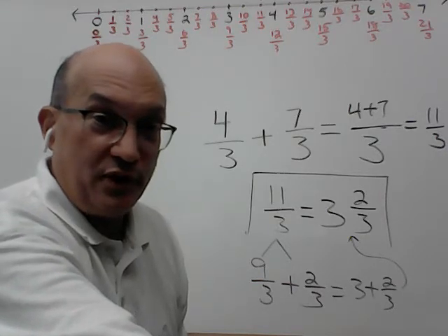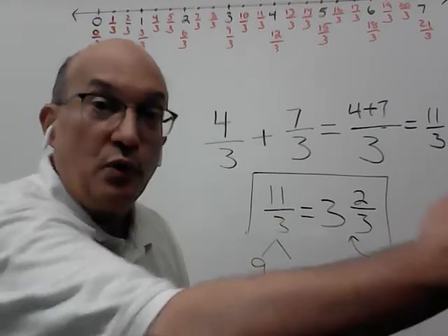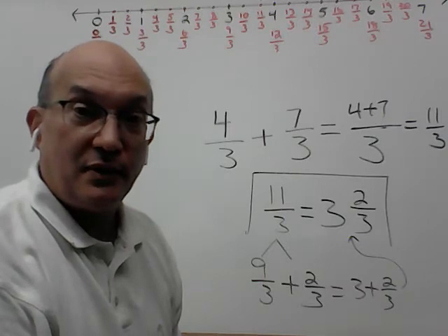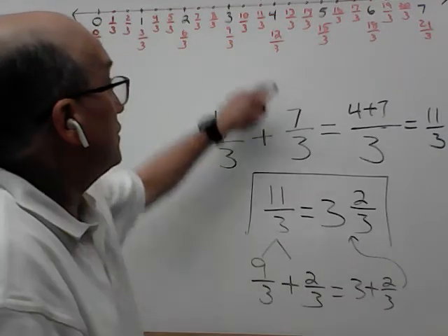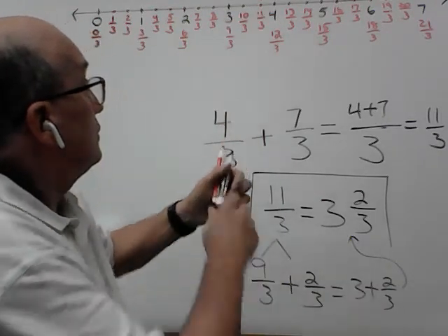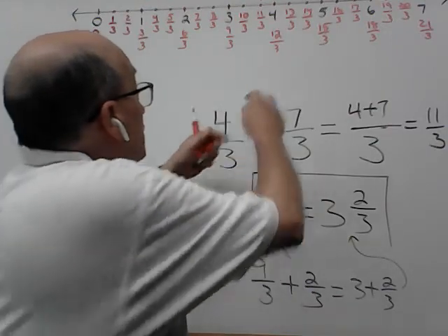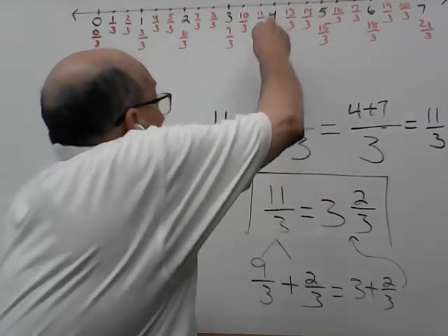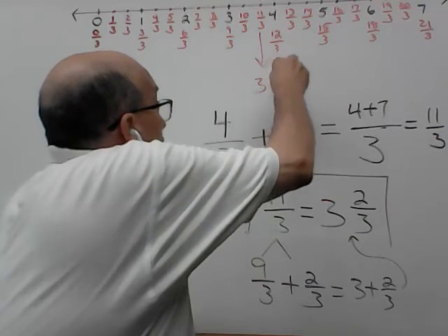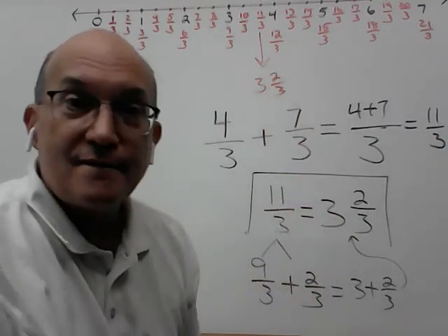That's all that 3 and 2 thirds is. Go to the whole number 3 and then go 2 more thirds past 3. That's clearly where the 11 thirds is. 2 thirds past 3. So this 11 thirds is also 3 and 2 thirds.